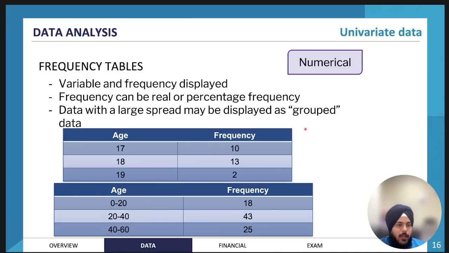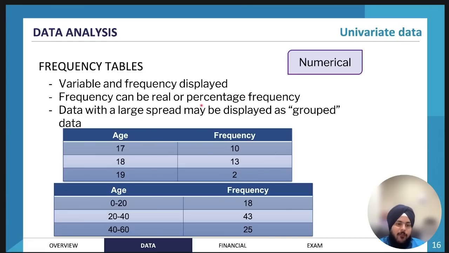Okay, so now we've looked at all the categorical variables. Now we'll move over to numerical variables. Numerical variables can also be represented in the form of frequency tables, but in this case, the data is usually grouped, as you will see soon.